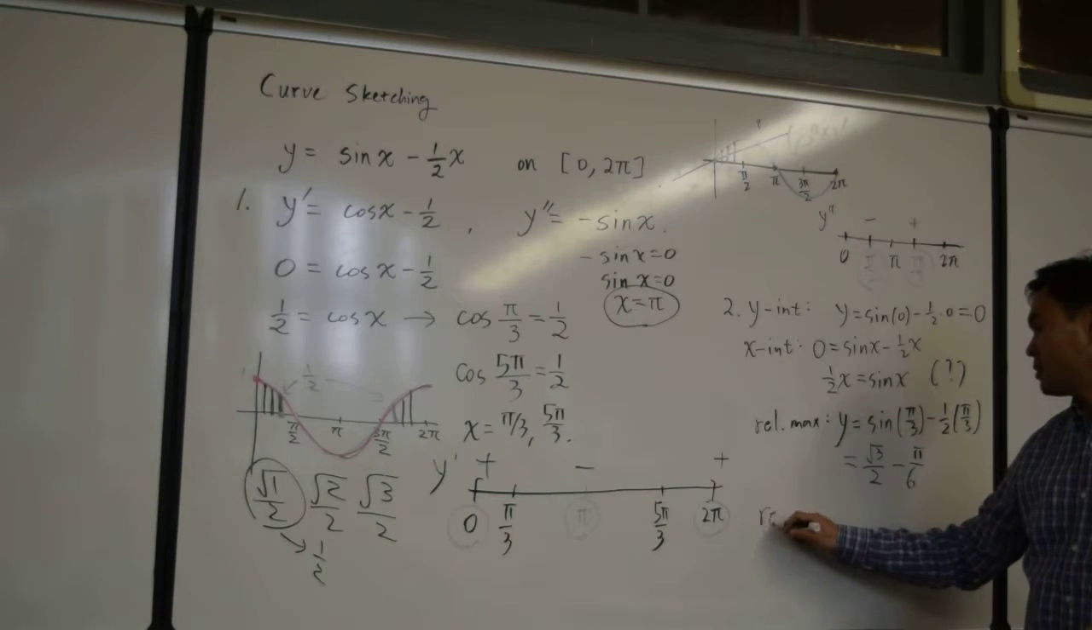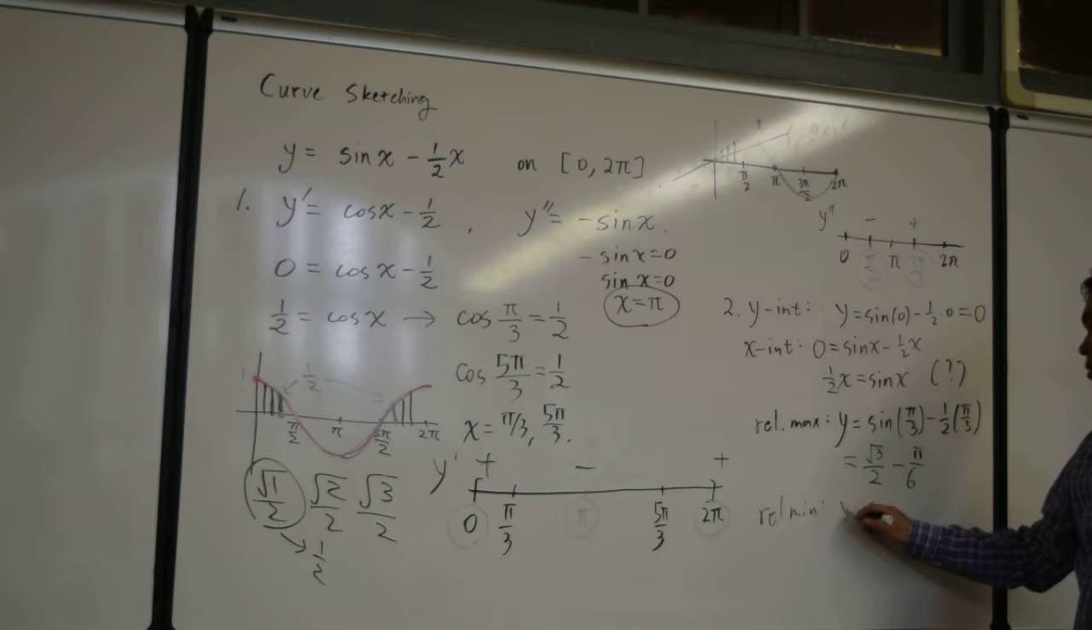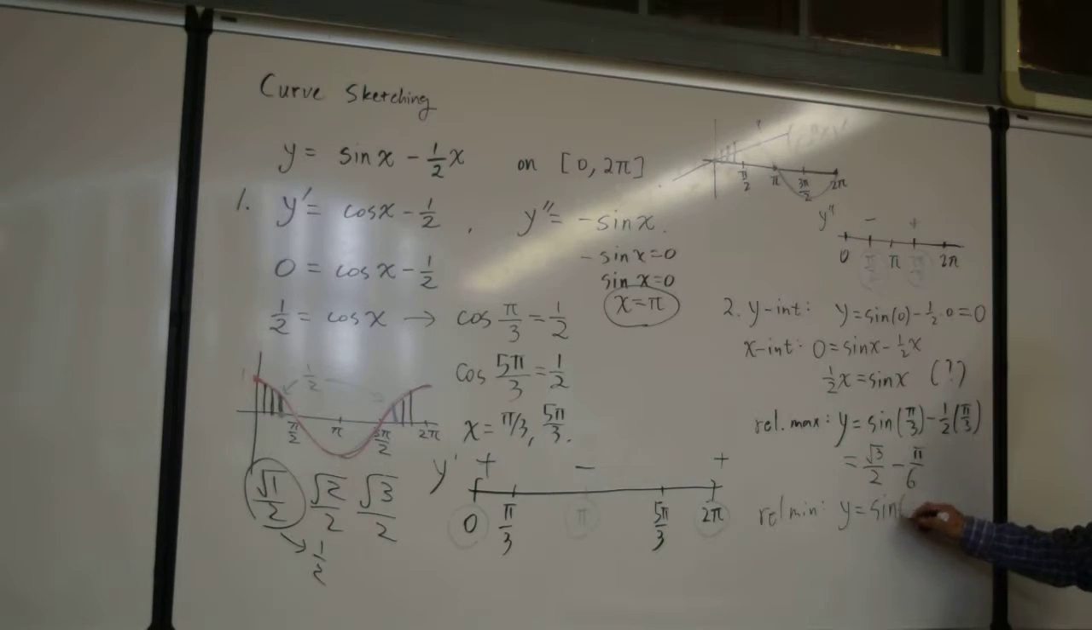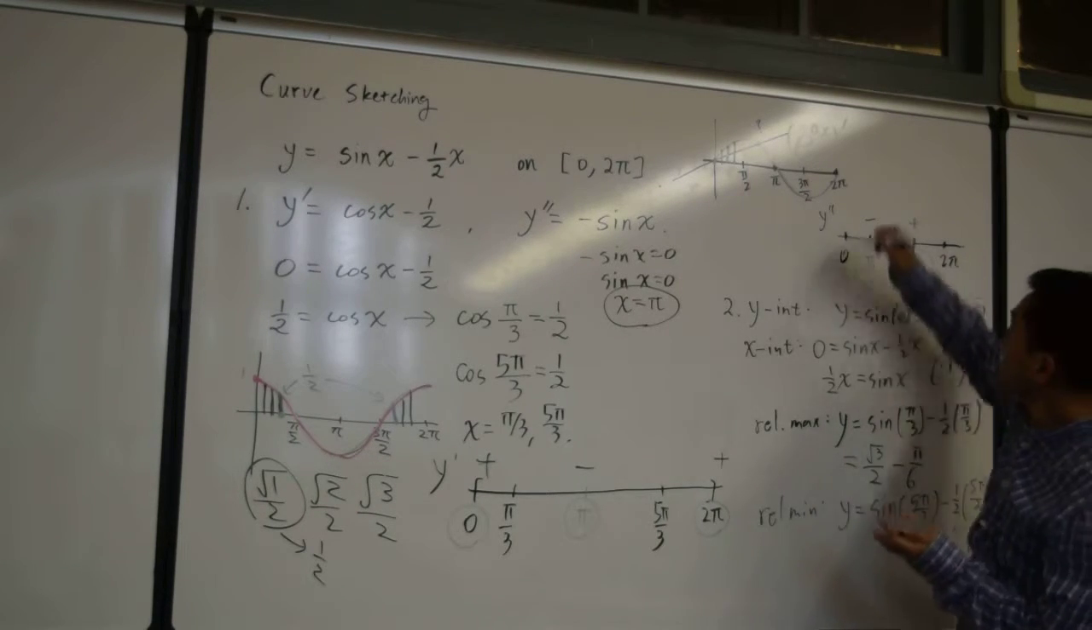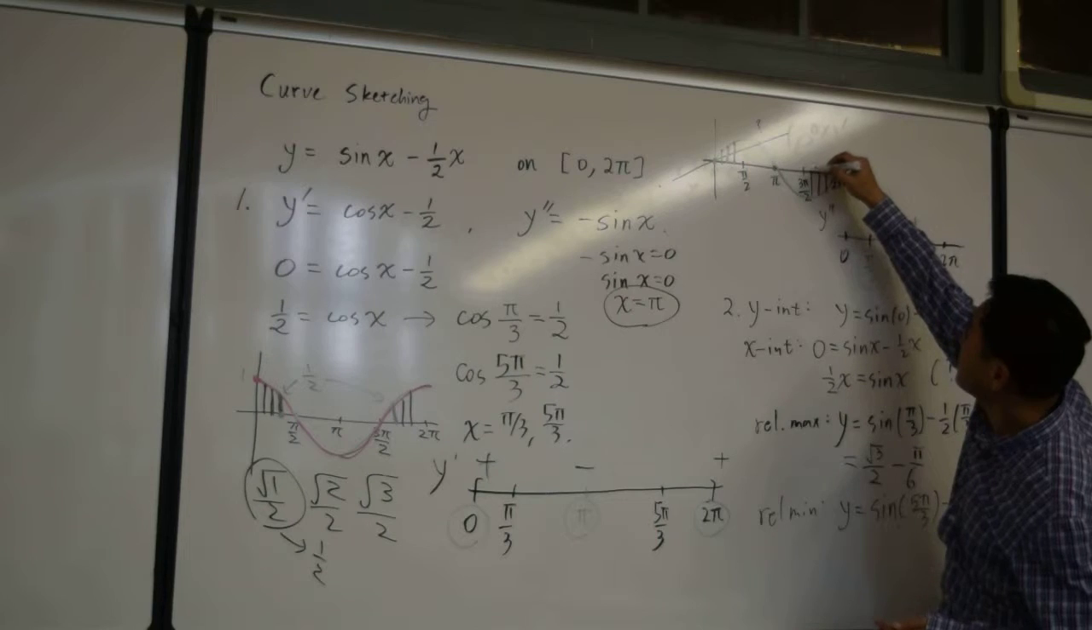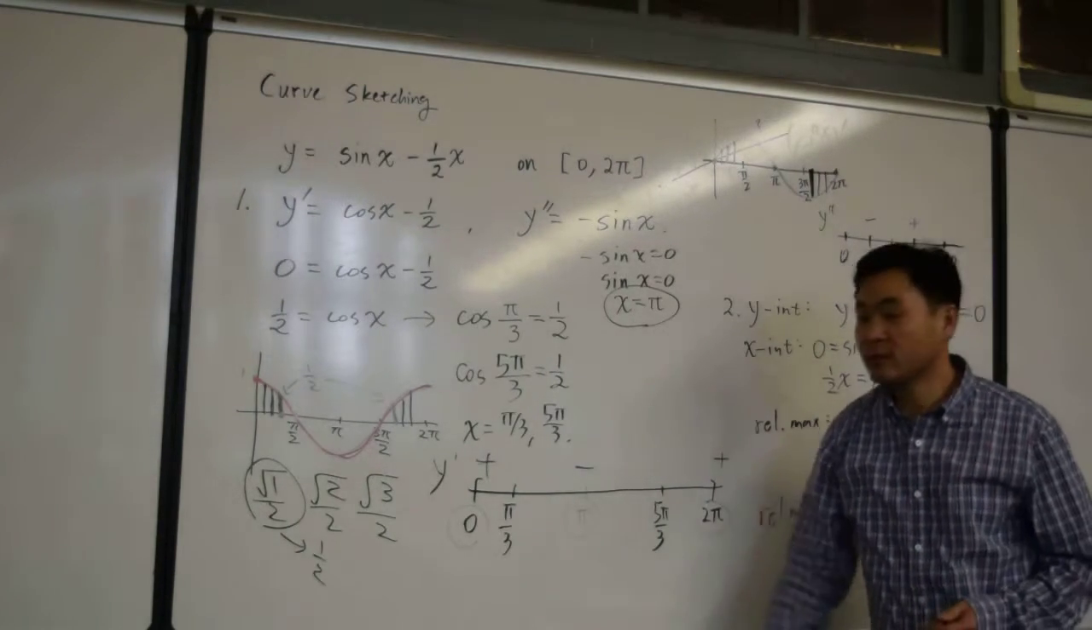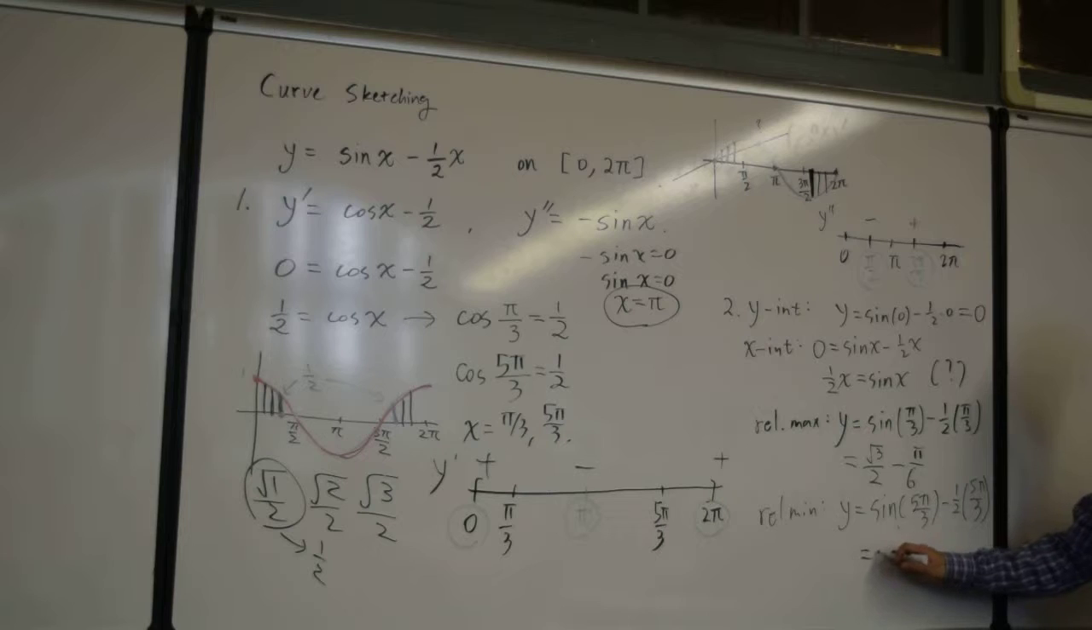Okay, now relative min, y equals sine of 5 pi over 3 minus 1/2 times 5 pi over 3. Let's go over here. 5 pi over 3 is this one, so sine is negative radical 3 over 2. And this will be 5 pi over 6. So it's going to be some negative value.